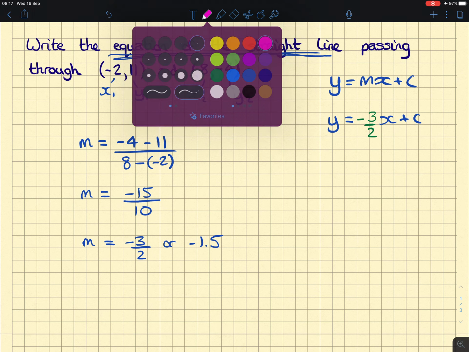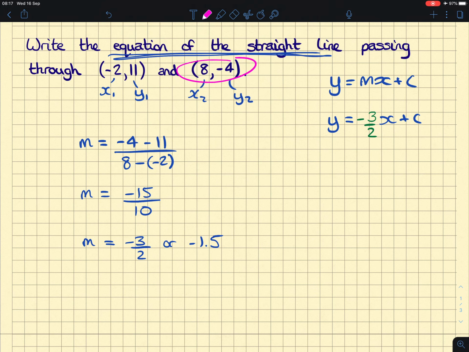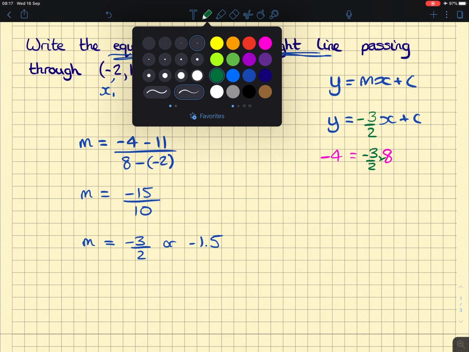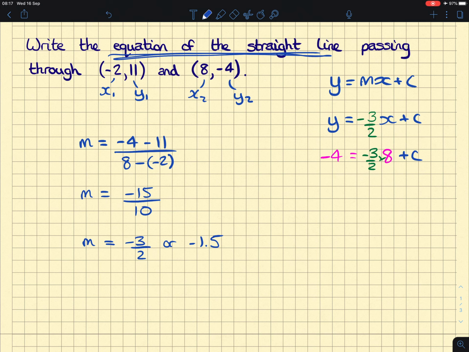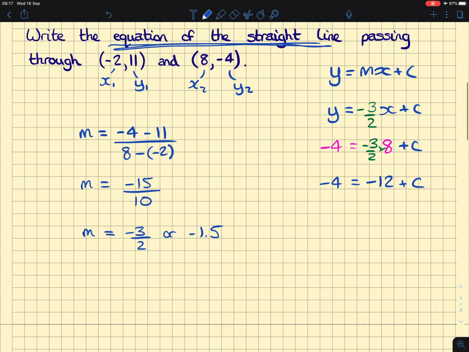After that, let's sub in a point. So what's the nice looking point here? I'll go with 8, minus 4. So minus 4 equals negative 3 over 2 times 8 plus c. That then simplifies. When we do negative 3 over 2 times 8, that will give us negative 12 plus c. And then when we add 12 to both sides to get rid of minus 12, we end up with 8 equals c. So m is negative 3 over 2 or negative 1.5, and c is 8.